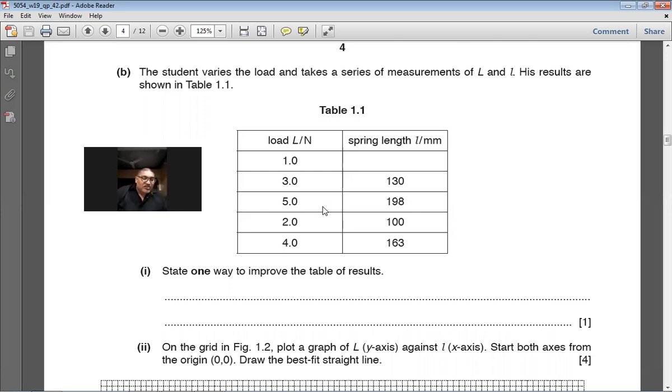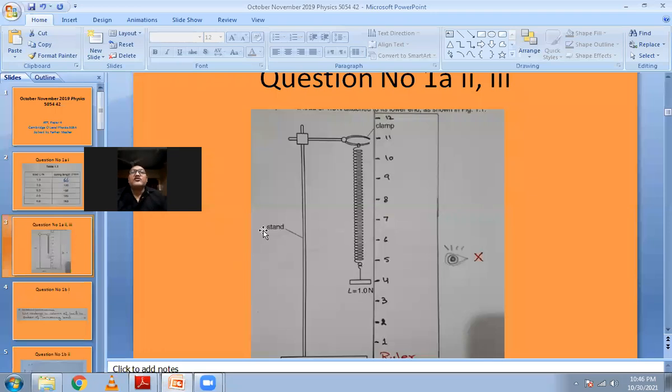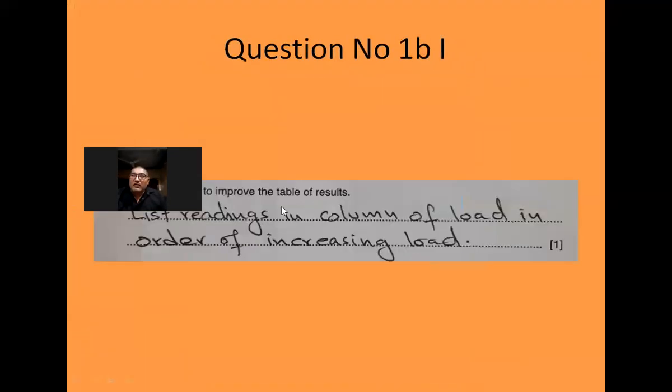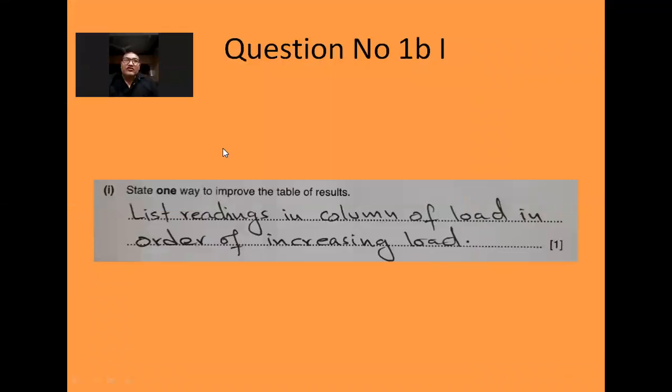And so I can write my answer. Let me show you my answer to this question. Okay, so here is my answer. I've written here: list readings in the column of load in order of increasing load. So the load should start from the lowest load, and then the next higher load, and the next, and the next. So the loads should be put in order. Either you can write them in increasing order or decreasing order, whatever you like.